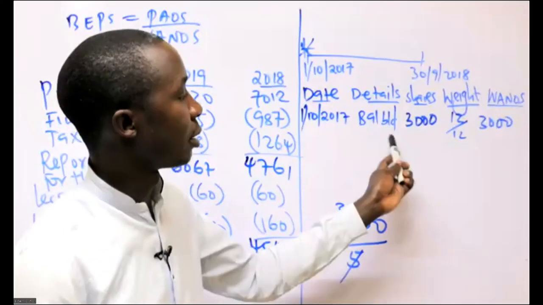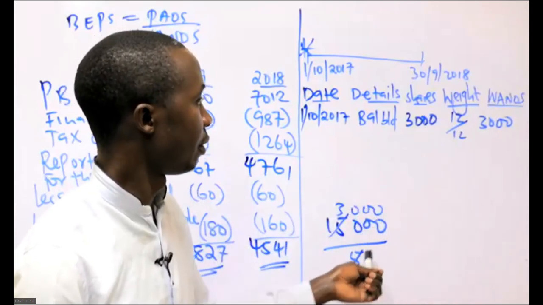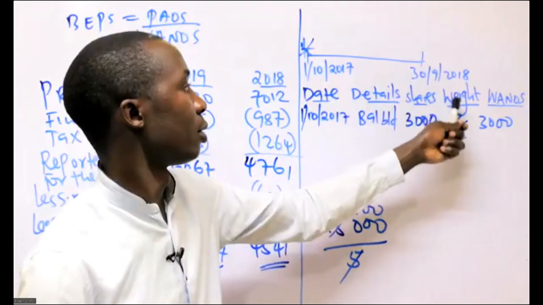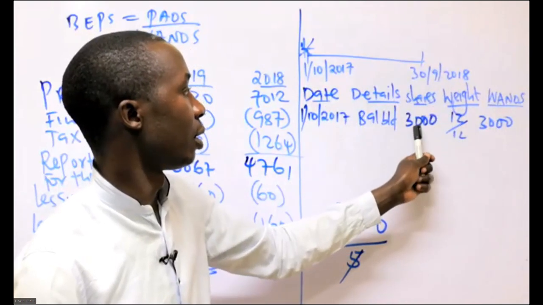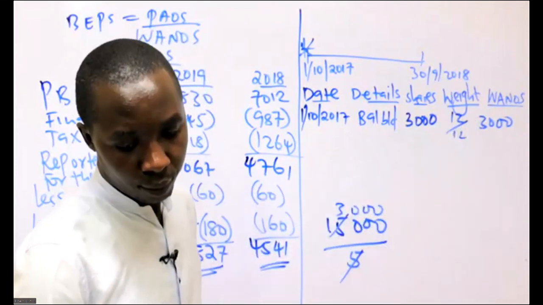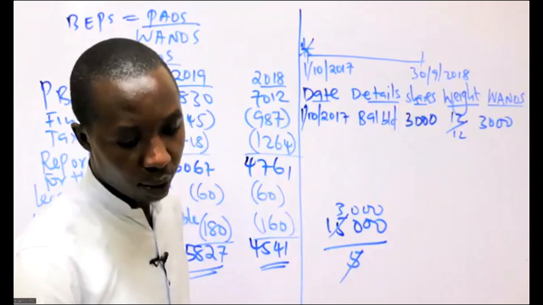So we have seen the balance go down. So 3,000, so 15 divided by 5. Then this one is from the start of the year up to the end of the year, so 12 over 12. So 3,000 times 12 over 12, you get the 3. So was there additional shares they issued during that period?